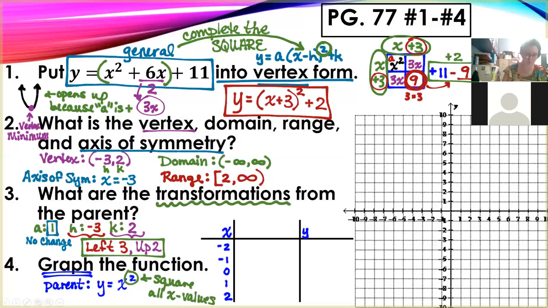So what do I get if I square -2? If I take -2 and multiply it by itself? Absolutely 4. Correct. We're going to get a +4. And then when I square a -1, I get a +1. 0 squared is just 0. And then my outputs start to repeat themselves. Good work. So I'm going to go plot those points.